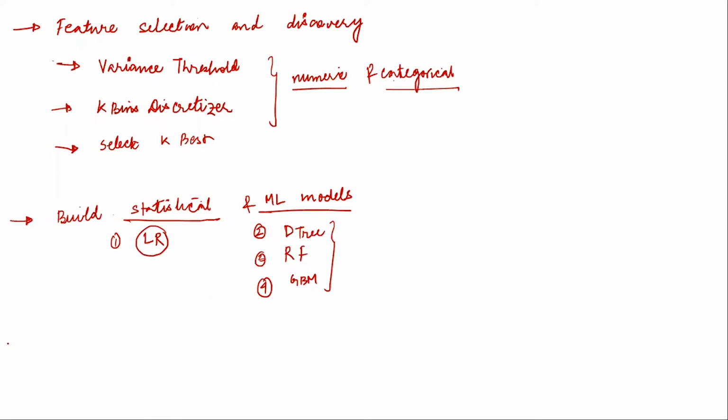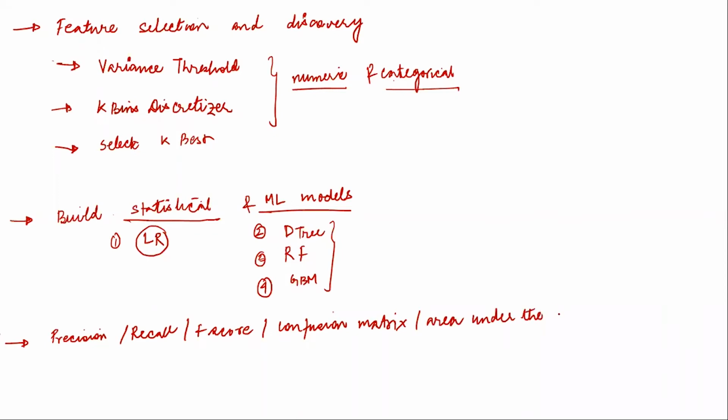Now comes evaluation. So of course we will be looking at the scores, the accuracy scores, precision, recall, etc., and the confusion metrics. Okay, and area under the curve.